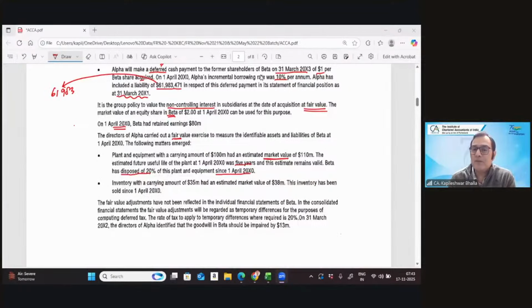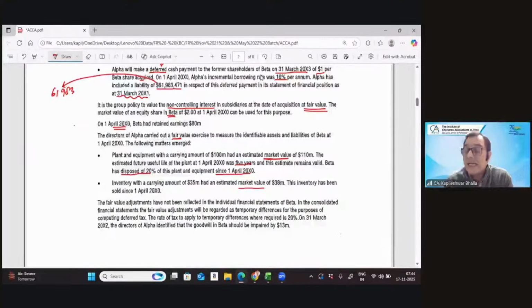Then he says inventory with a carrying amount of 35 also has a market value of 38 million. And this inventory also stands sold since the date of acquisition. So now another interesting point. There has been a fair value adjustment of the inventory, and it says this inventory has also been sold since the date of acquisition. So both inventory and PPE have fair value adjustments. 20% of the plant stands sold and the entire inventory stands sold. How do we deal with the disposal of the assets which are being fair valued? We'll see.